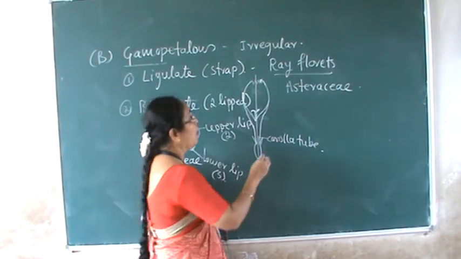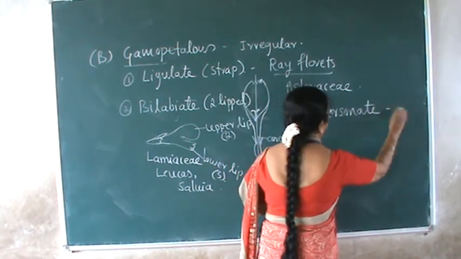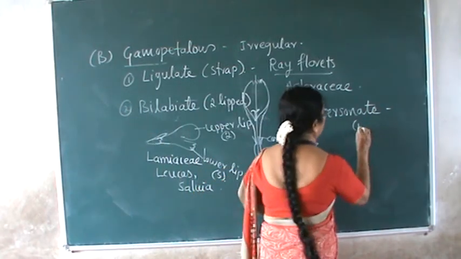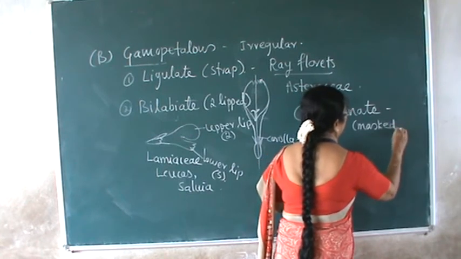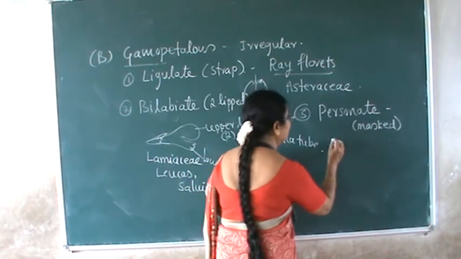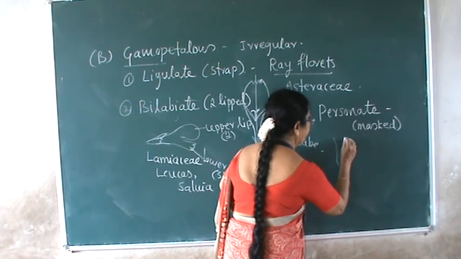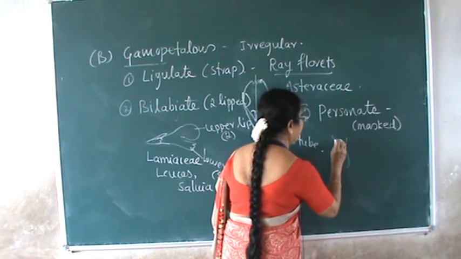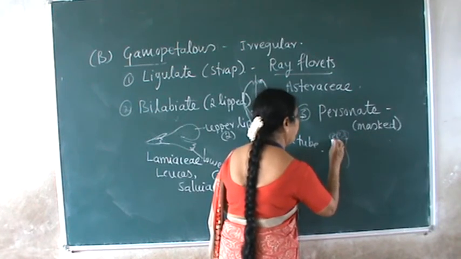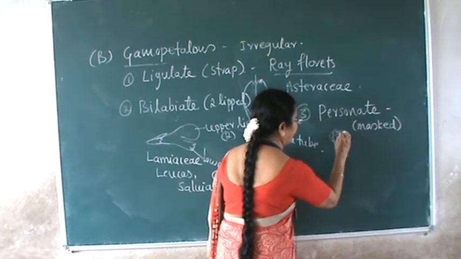The third shape is called as personate. Personate. Okay. This is masked or closed. It's made up of 5 petals which are completely fused, and the fusion is in such a way that it's very difficult to draw the corolla also. It's completely masked type of corolla without having an open mouth on the top. So it's completely closed from the top.